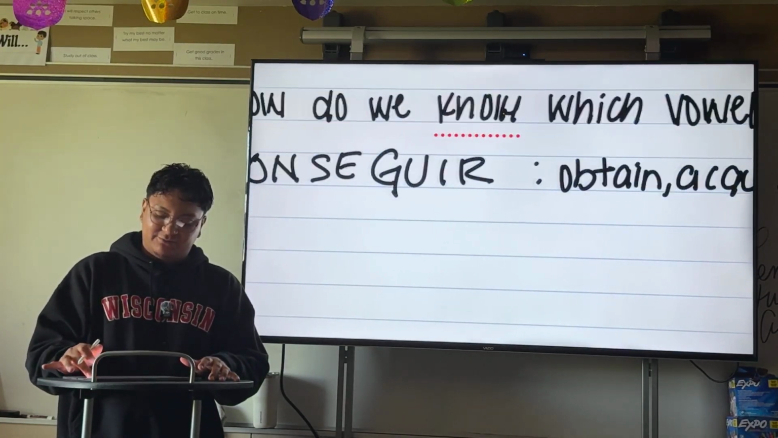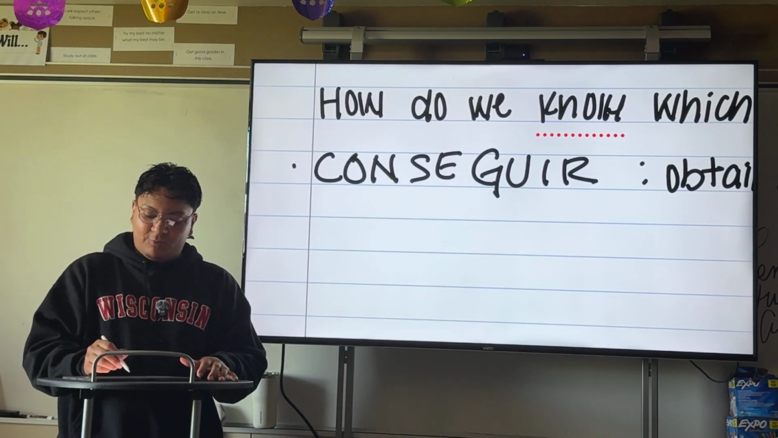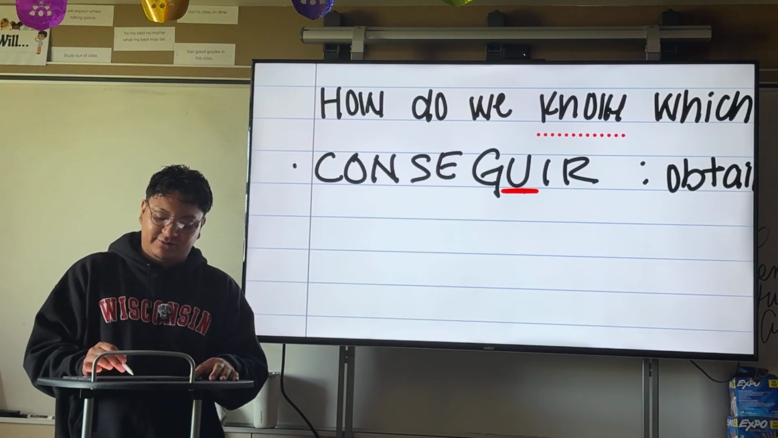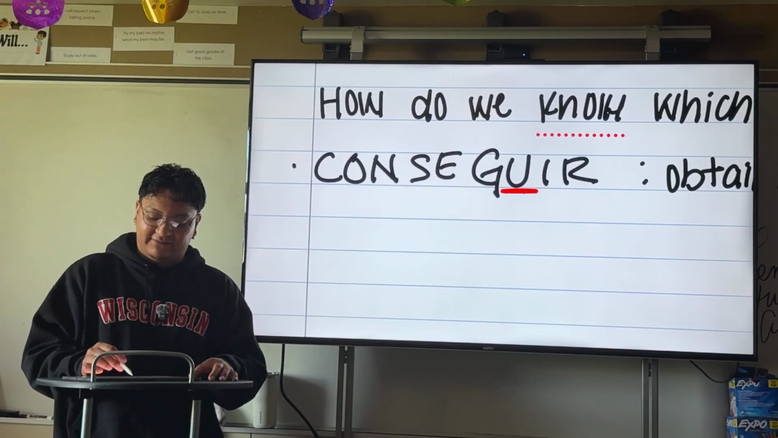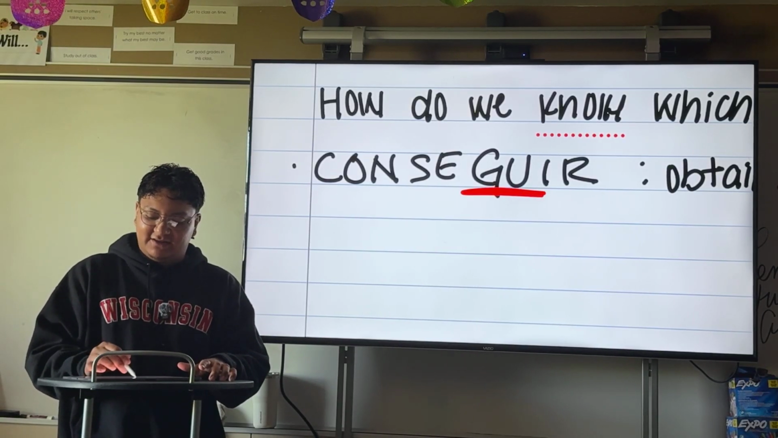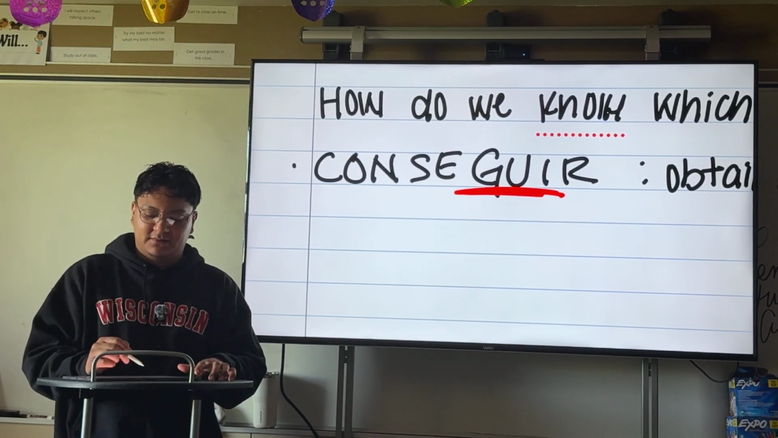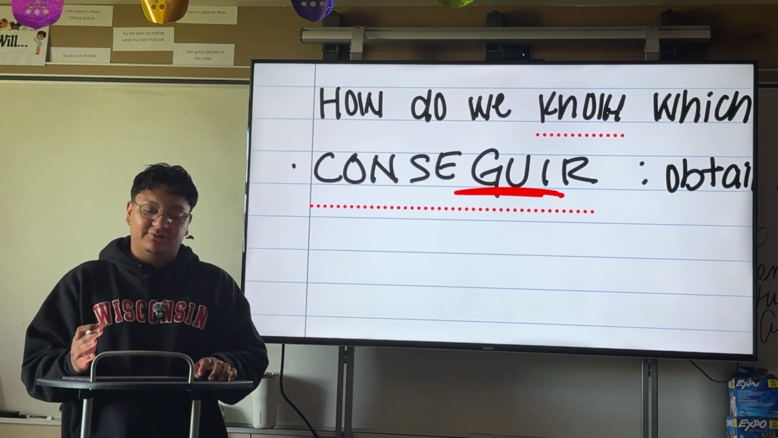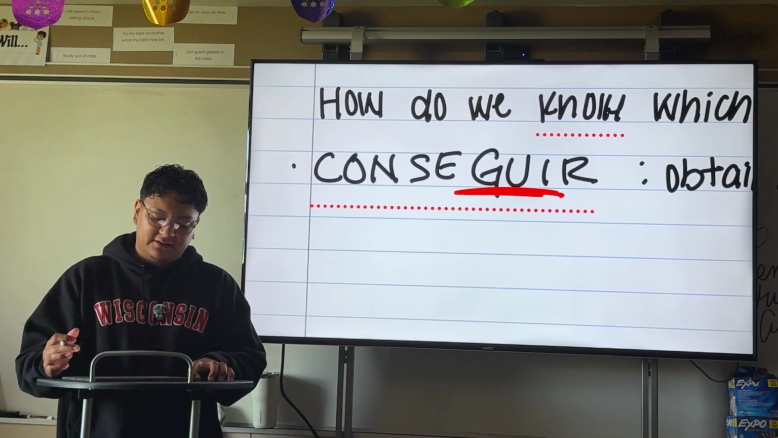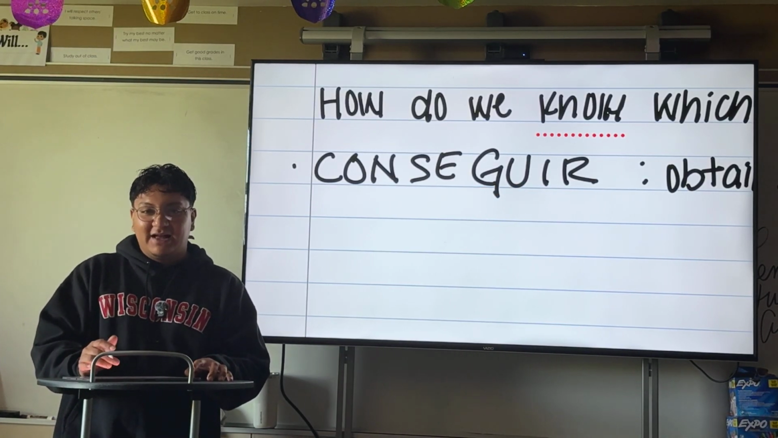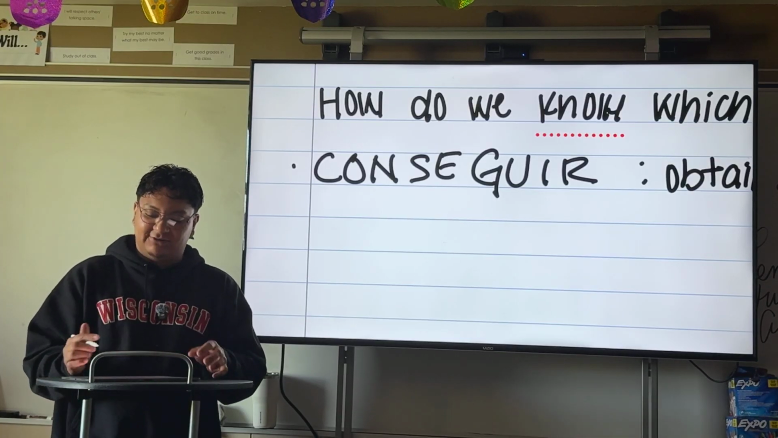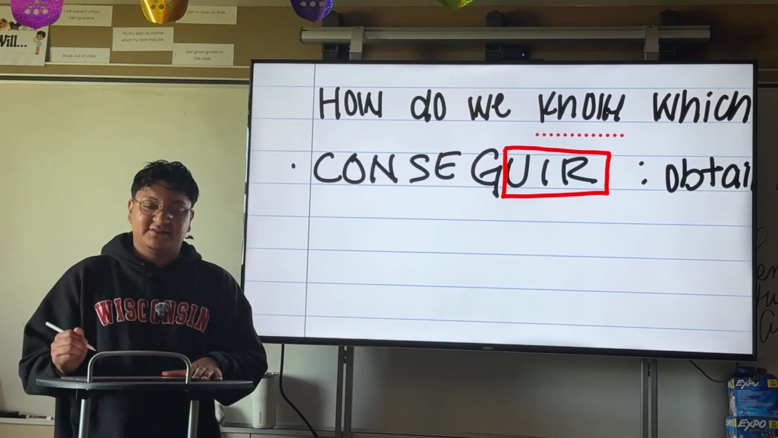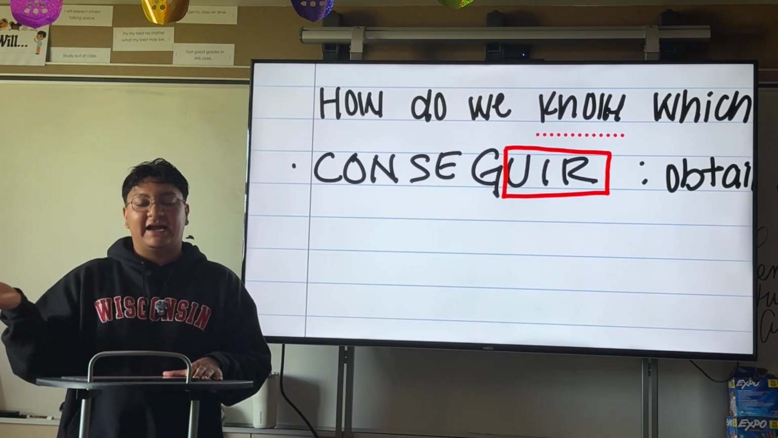But in this special case, with the word conseguir, we have the U. And if we remember previously at the beginning of this year, 2025, we learned about the sound GUI. So you wouldn't say conseguir with the U, right? The U is silent. So in this case, because the U has to play a big role in how the word is sounded, we say that the U is part of the suffix, or part of the end of the word.